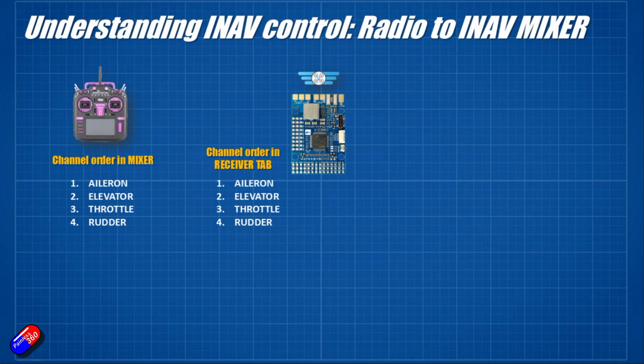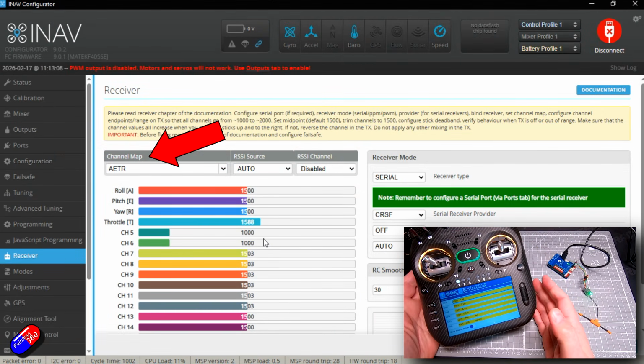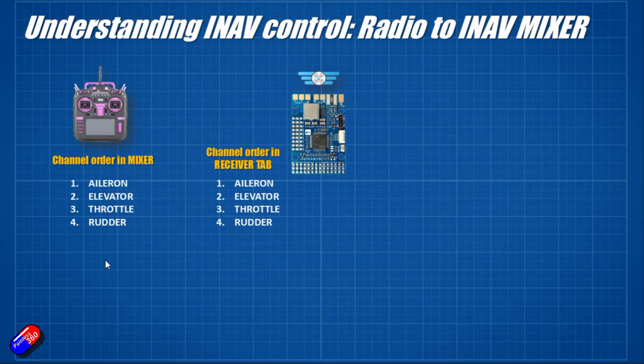Once you've got that done, then when you're setting up INAV, you need to match the channel order in the receiver tab, it's at the top here, to match what you've got on your radio. And again, the default in INAV is going to be aileron, elevator, throttle and rudder. And this means that the setup on your radio can be the same whether or not it's a conventional wing, whether it's got a V-tail, whether it's a twin engine, whether it's some kind of wing with elevons, whether you've got flaps, whether it's a car or boat or whatever.